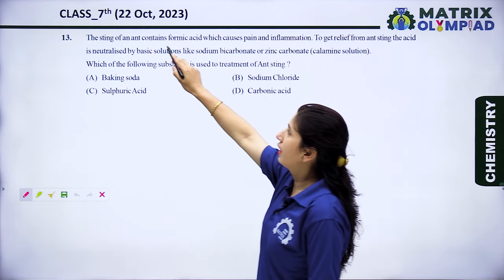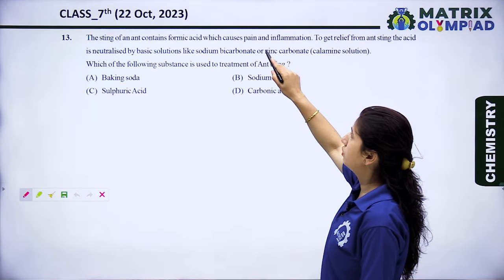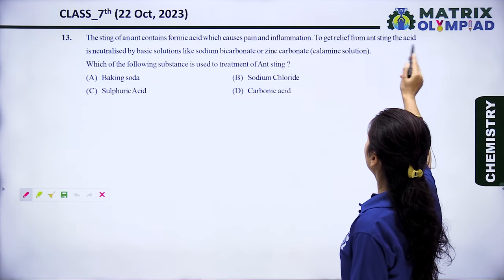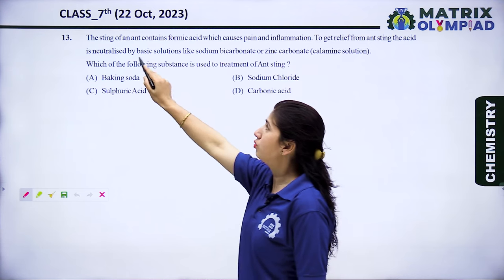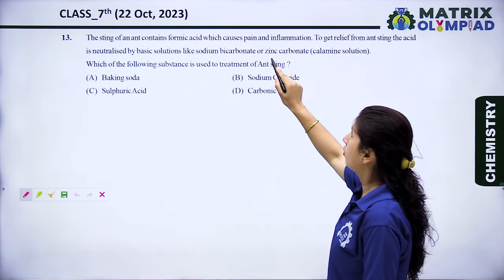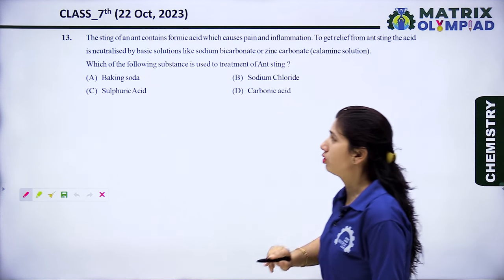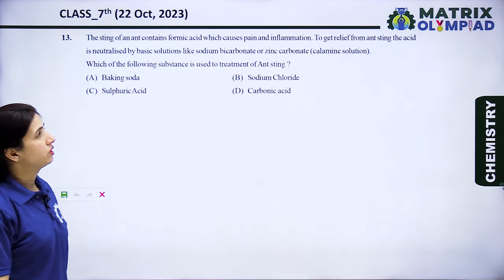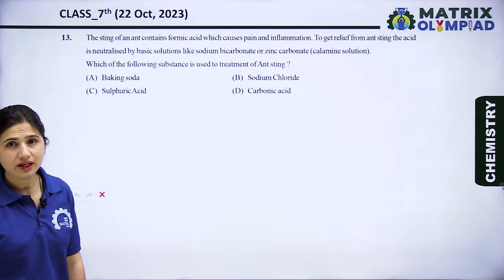The sting of an ant contains formic acid which causes pain and inflammation. To get relief from ant sting, the acid is neutralized by a basic solution like sodium bicarbonate or zinc carbonate calamine solution. So let's see the question. Which of the following substances is used for treatment of ant sting?